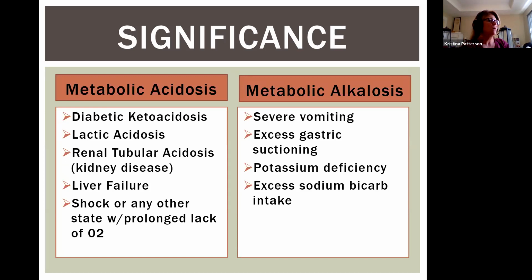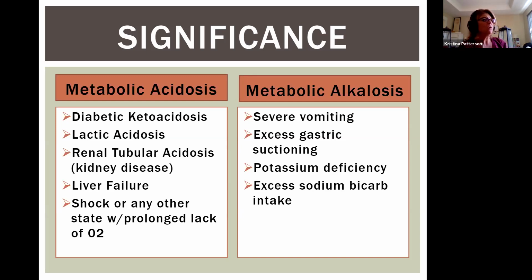So metabolic acidosis. Also patients who have sepsis. They basically build up lactate from having their body go into anaerobic metabolism. So at the very bottom where it says shock or any other prolonged lack of O2, same thing. Your body goes into anaerobic metabolism and the byproduct of that is lactate, leading to a lactic acidosis. Kidney failure patients, patients with renal disease, will have a renal tubular acidosis. They don't get rid of hydrogen ions enough, so they build them up and that makes their body acidic. And patients with liver failure.